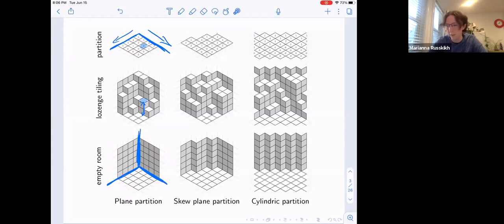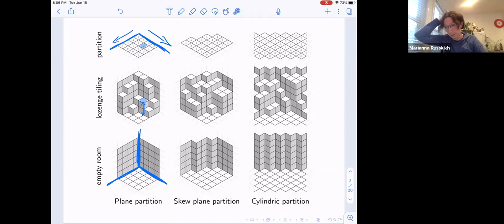One may also consider a room with a jagged wall that has several corners, which corresponds to plane partitions of the same set, but with some squares removed from the corner.